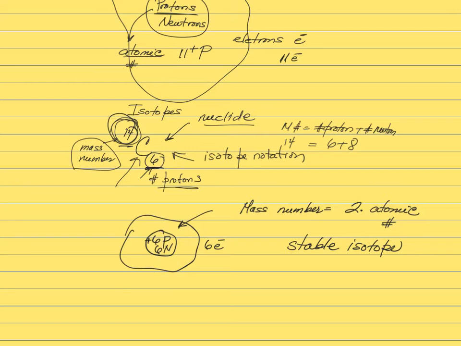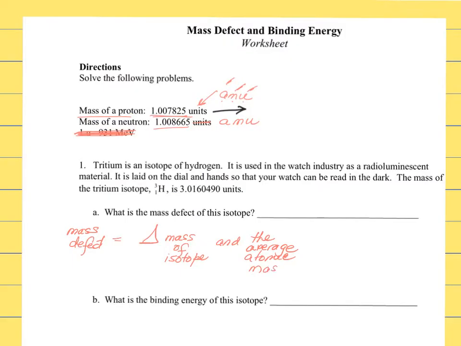Right now, I'm going to concentrate on binding energy and mass defect because you have a homework waiting for you in Google Classroom in which you have to calculate that for all the elements. Questions about that? You don't have any questions about that?